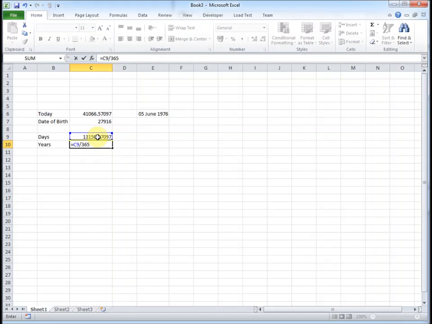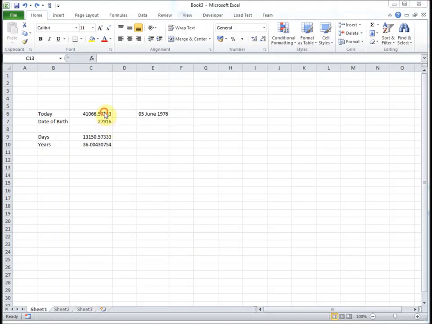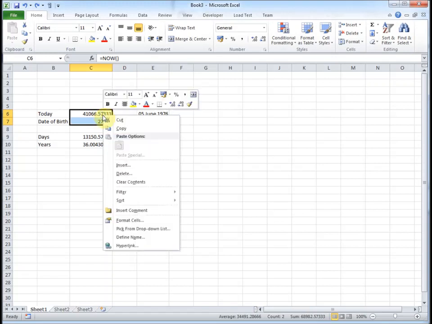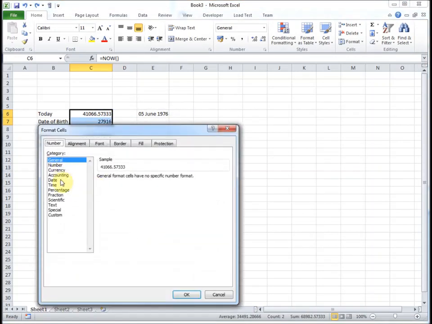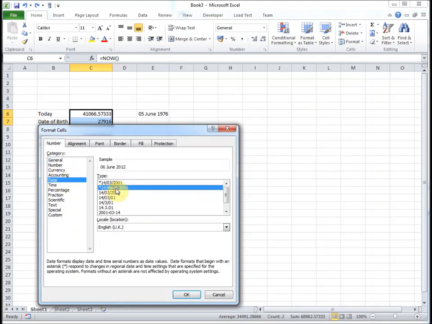Just be careful here because we have the odd leap year to deal with as well. There are in fact 365.25 days in a year to take account of the leap years, and press enter, and we know that that person is just over 36 years old. I'm going to tidy it up a little so we can see our dates properly again, because that number format is just a little bit too confusing for me. I'm going to put that back into dates and in a format that is unambiguous, and say OK.